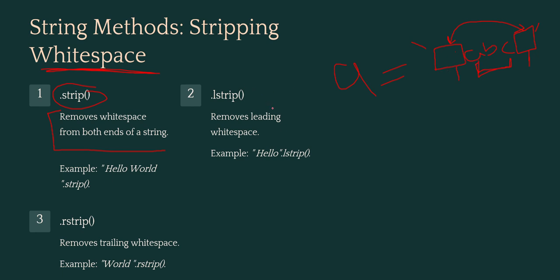What if I am interested in removing this space only? I don't want this space as my output, I want this space to be a part of my output. So what am I supposed to do? I am supposed to remove this space only, the leading space. For this, I'll be using the lstrip method. The lstrip method is utilized for removing the space from the beginning of a string.